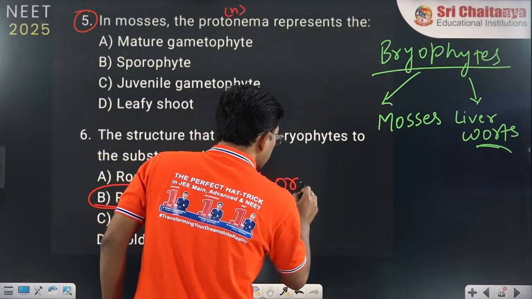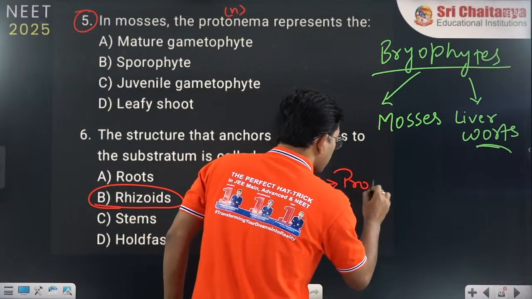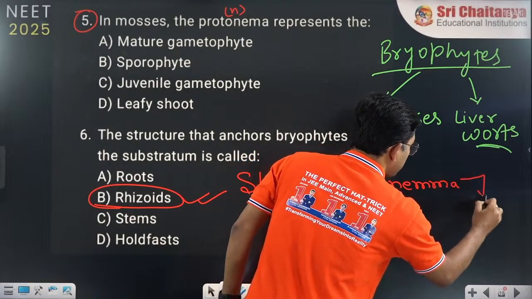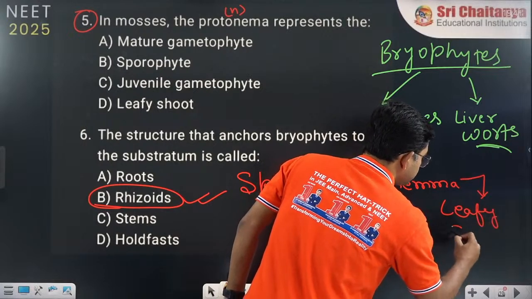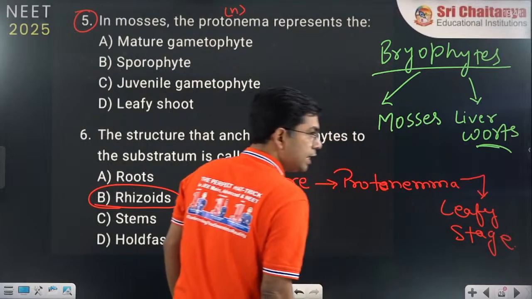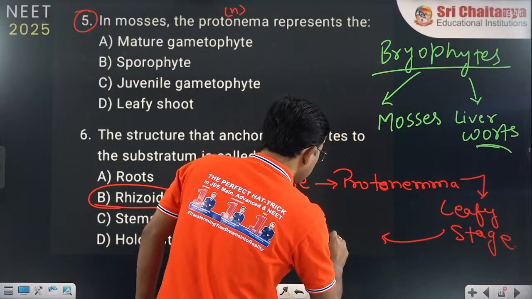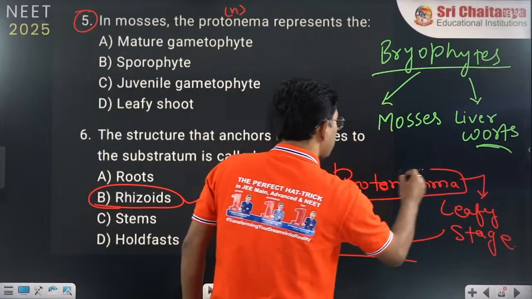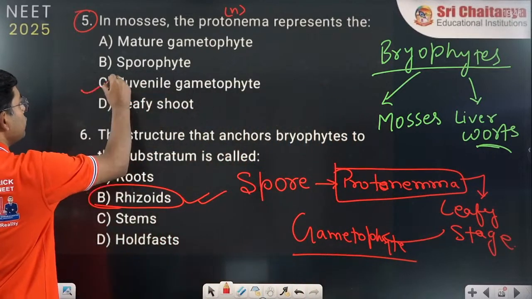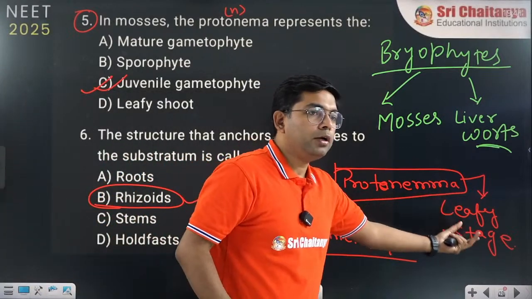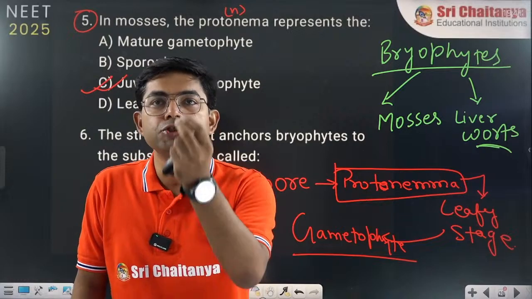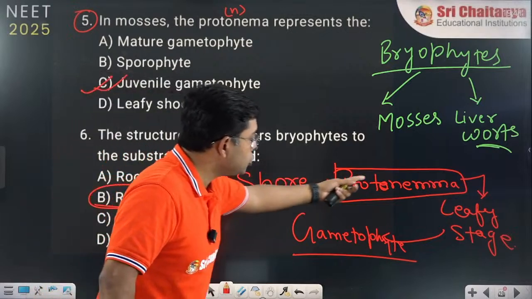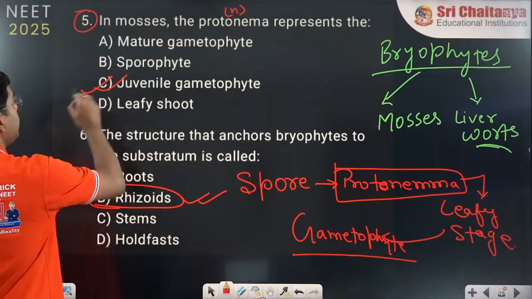See, spore first develops into protonema, and then protonema develops into the leafy stage, and this leafy stage develops into gametophyte. So this protonema we will call juvenile gametophyte, because it will further develop. Juvenile means young, which is not yet developed. So protonema is the juvenile gametophyte which will mature and become gametophyte. So the correct answer will be C.